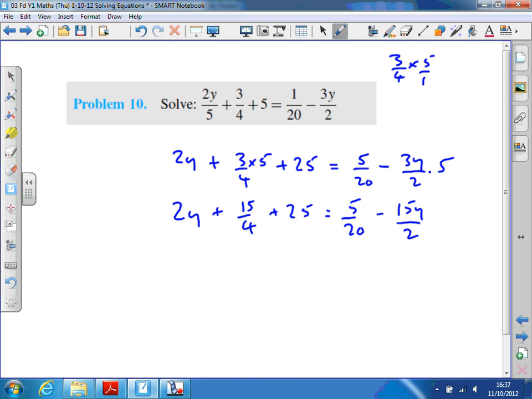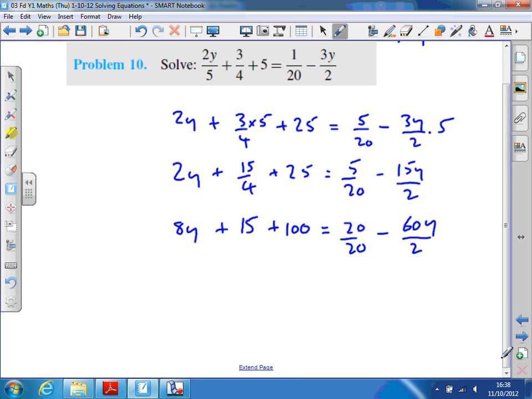You see that step? Look at what's happened. I've got rid of the 5 underneath there. What am I going to do now? Right, multiply by 4 and I'll get rid of that. 4 times 2y is 8y. That 4 is gone, so I'm just left with 15. 4 times 25 is 100. Equals 4 times 5 is 20. Minus 4 times 15y over 2 is 60y over 2.